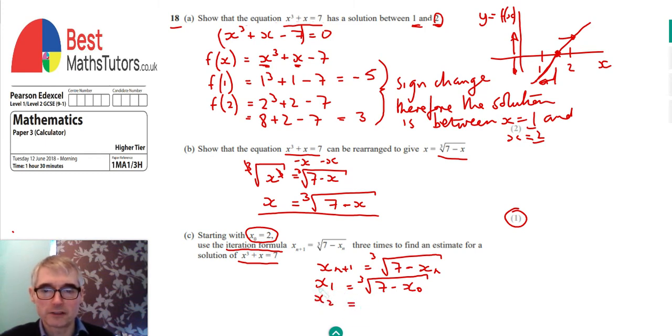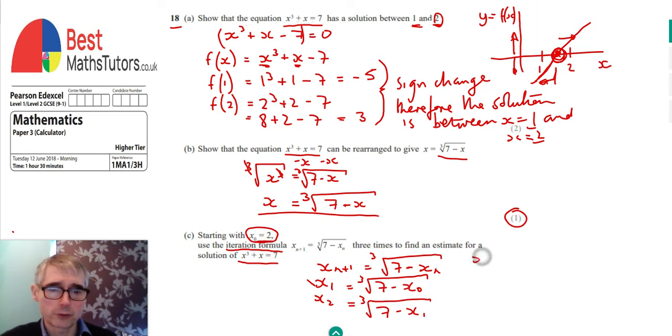by then taking the value we got from the x1 here and putting it into our formula again. So x2 is the cube root of 7 minus x1, the value that we find, and so on. x3 would be the cube root of 7 minus the value that we find for x2. And we continue doing that and getting closer and closer to the true solution. So we're zeroing in on this point here between 1 and 2, which is the true solution. So let's do that. Let's look at x naught equals 2.